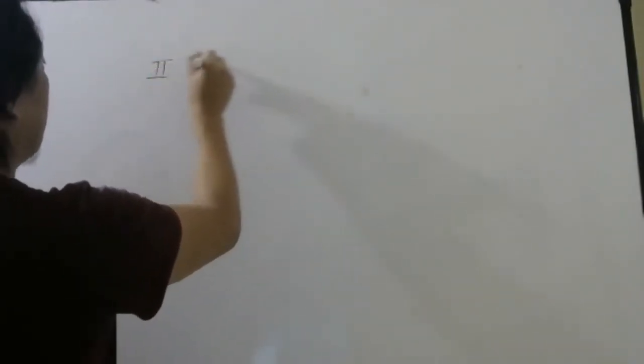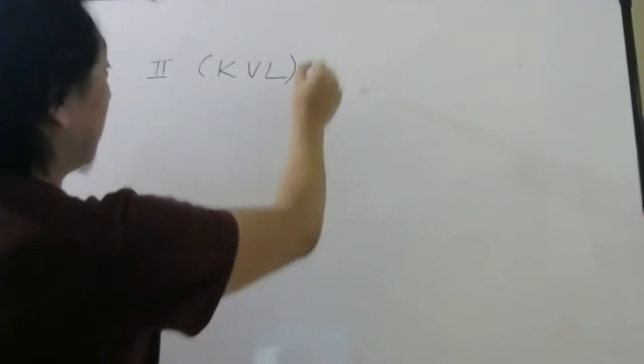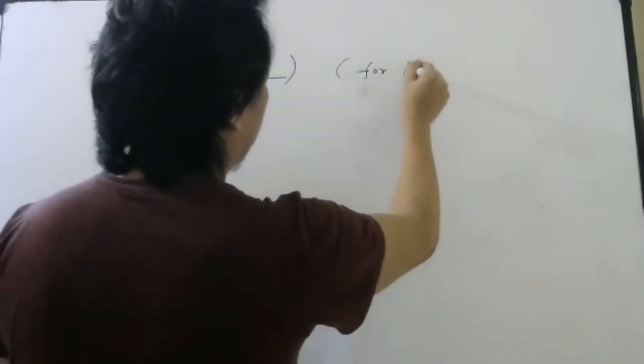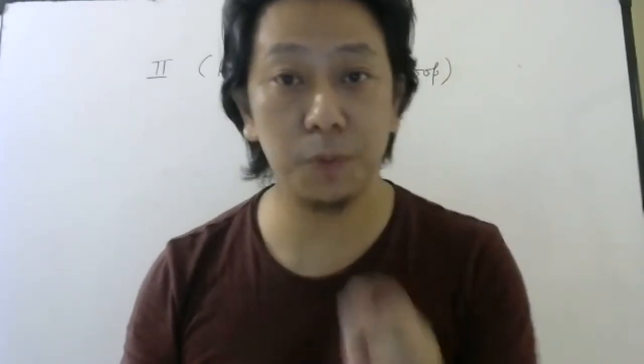So this is your Kirchhoff's current law. Now we have to see the second law. It is called Kirchhoff's voltage law. Kirchhoff's current law is applied at a junction. Kirchhoff's voltage law is applied for a loop. That's why it is also sometimes called the loop rule, or Kirchhoff's loop law.